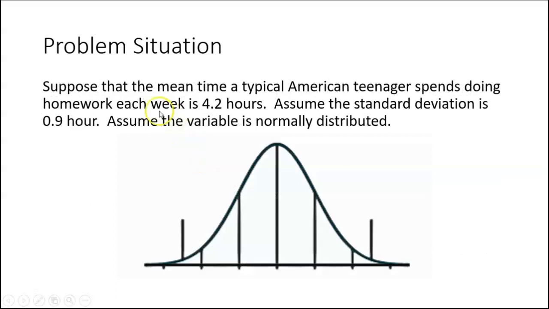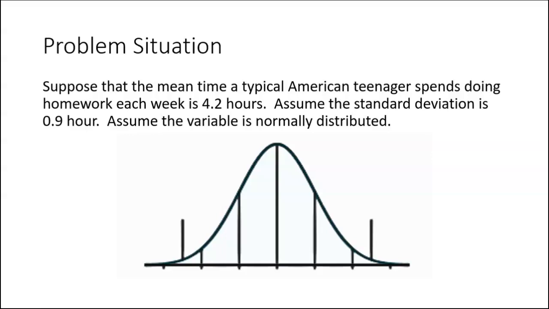All right, in the first case, suppose the mean time the typical American teenager spends doing homework is 4.2 hours. Assume the standard deviation is 0.9, 9/10 of an hour. And assume this variable of time spent doing homework is normally distributed. So the way you would start is you should have a piece of paper and a pencil, and you would do a quick sketch of a normal distribution bell curve.